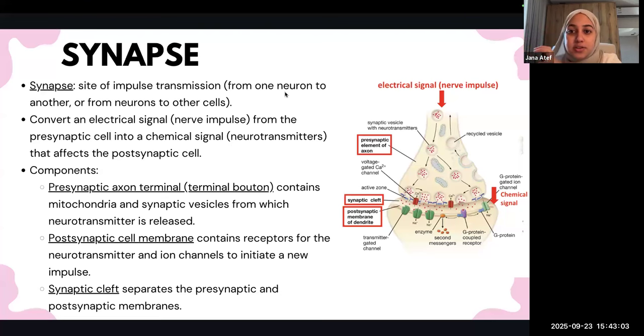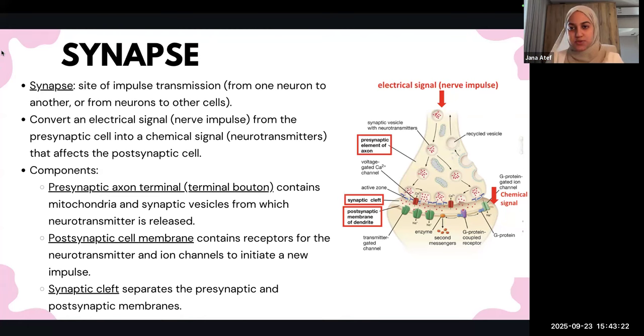So whether it connects to another neuron by its dendrites, because we said the dendrites are the ones that receive information. If you have an axon to a dendrite, the space between them is called a synapse. If you have an axon that connects to a muscle cell, this is the neuromuscular junction, which is still a synapse. So it's basically the site of the impulse transmission.